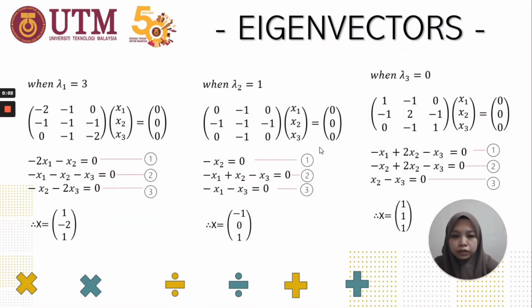Next, to find the eigenvectors, we use the value of the eigenvalue. When the eigenvalue is equal to 3, we multiply the matrix A with the matrix x1, x2, x3, and then we get 3 equations. Lastly, we get the value of the eigenvector. For eigenvalue equal to 3, the eigenvector is 1, negative 2, 1, while when the eigenvalue is equal to 1, we get the eigenvector equal to negative 1 0 1. When the eigenvalue is equal to 0, we get the eigenvector equal to 1 1 1.